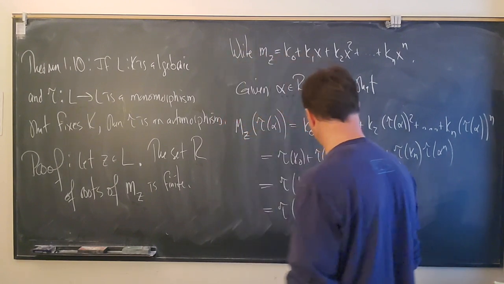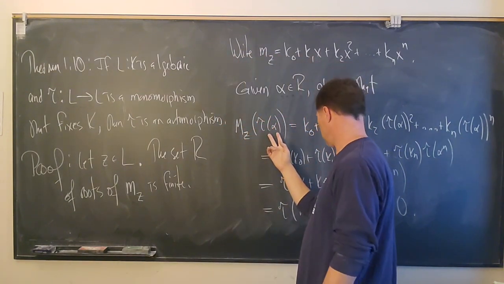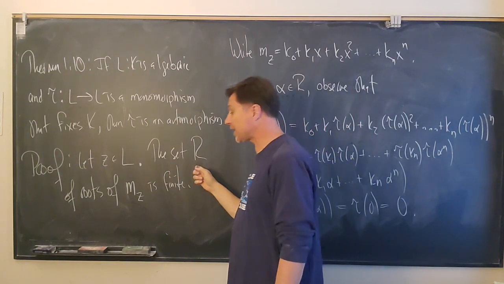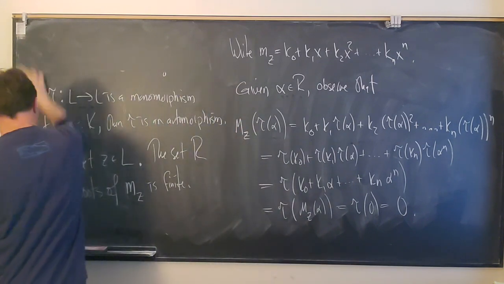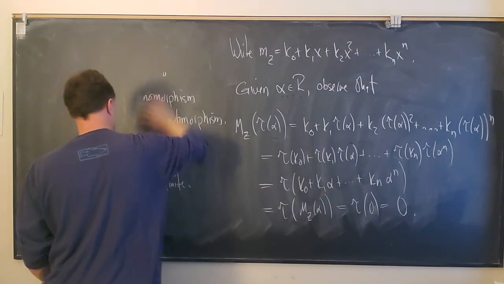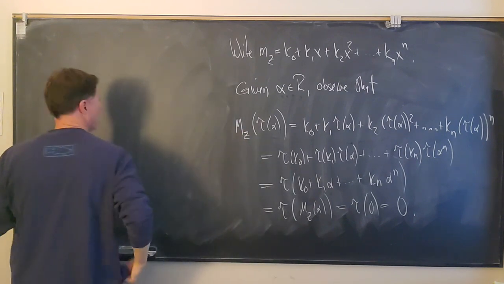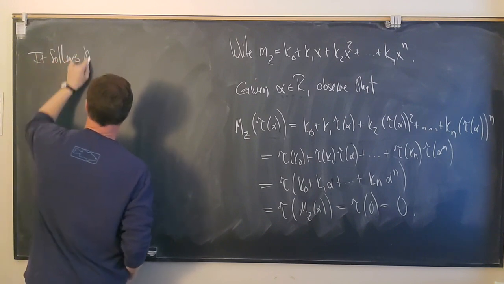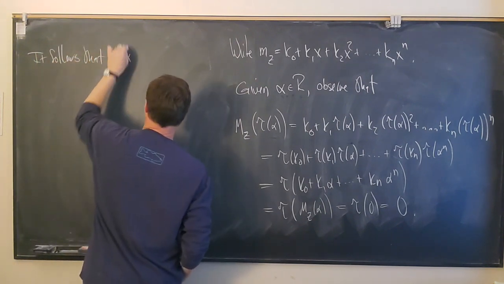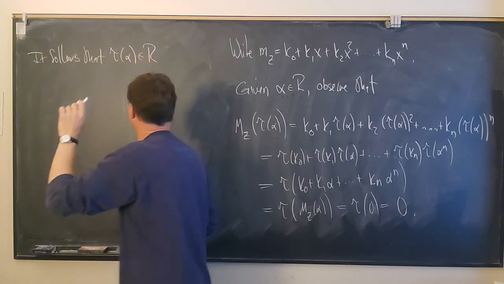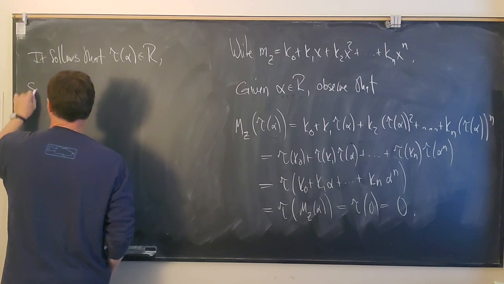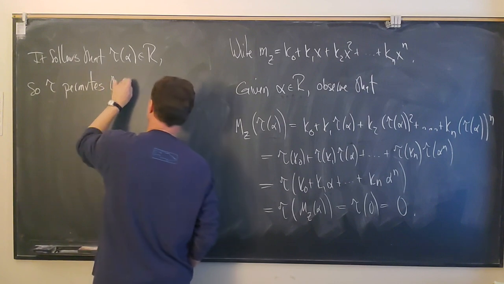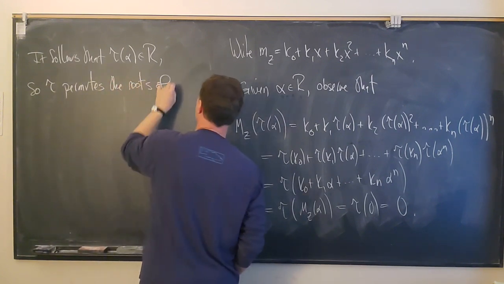So what does that mean? It means that tau of alpha is a root of that polynomial, meaning that tau of alpha is an element of R. So it follows that tau of alpha is an element of R. In other words, and let me continue this, tau permutes the roots of m sub z.